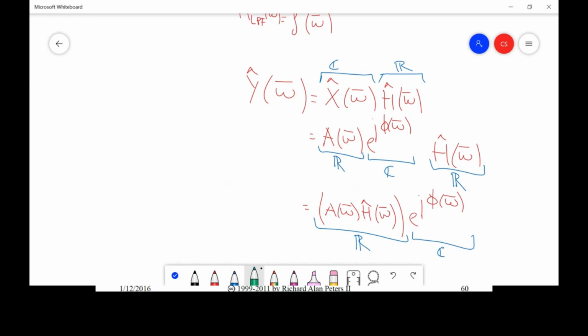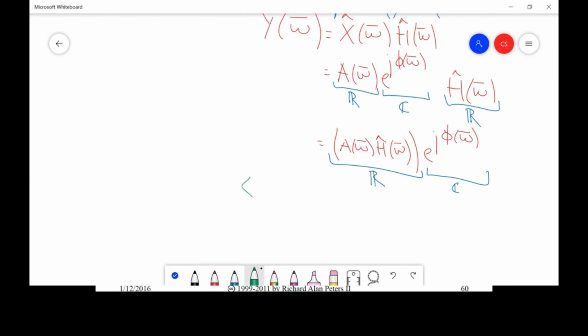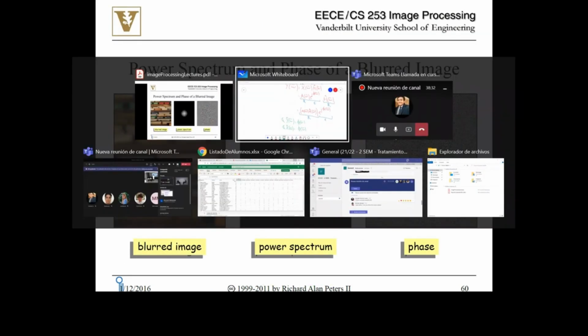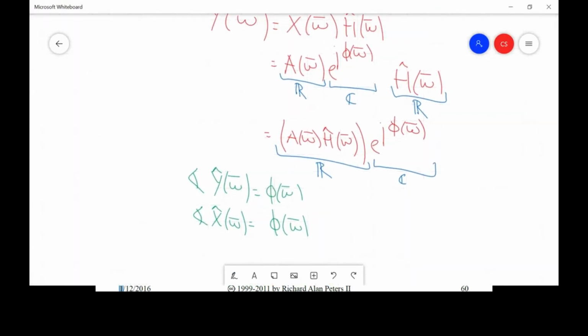So what is the phase of I? The phase of I is phi, and the phase of X is also phi. And now comes a very interesting thing. That is, Gaussian filters are only affecting the amplitudes, only. The phases are kept the same.